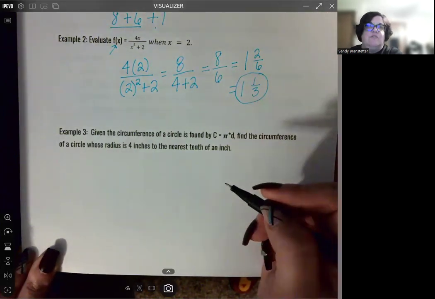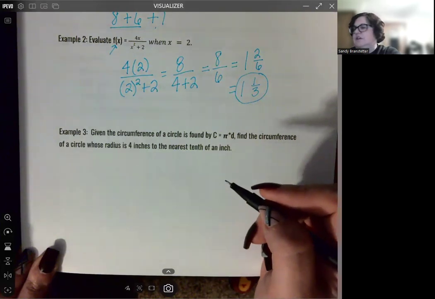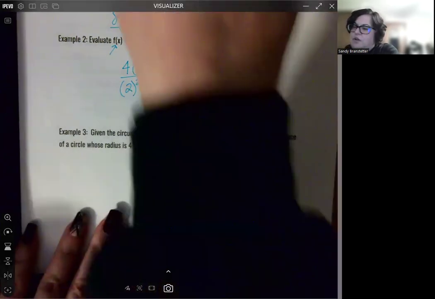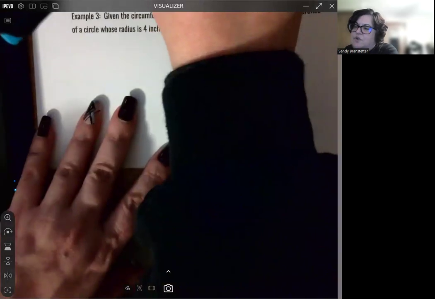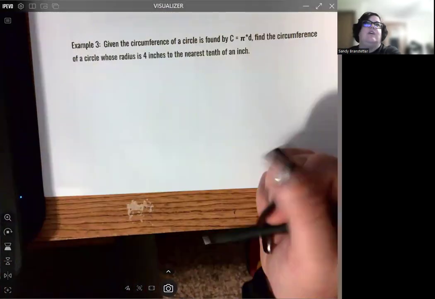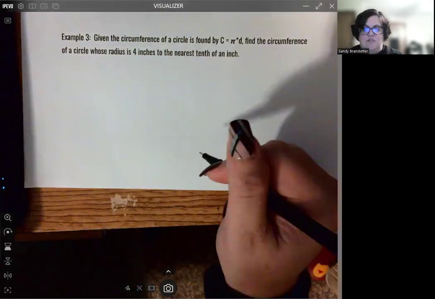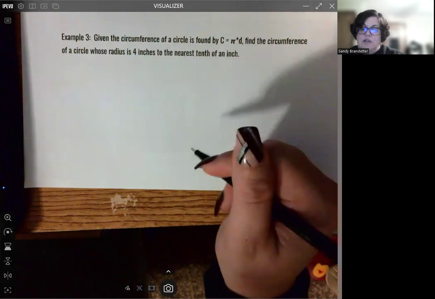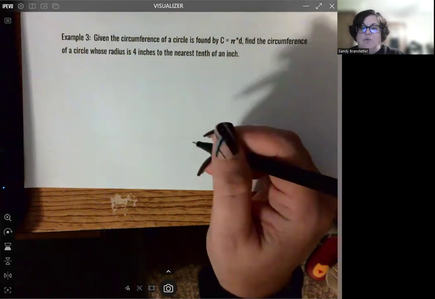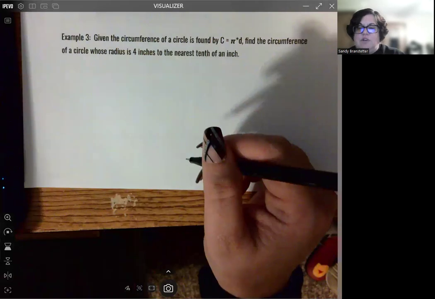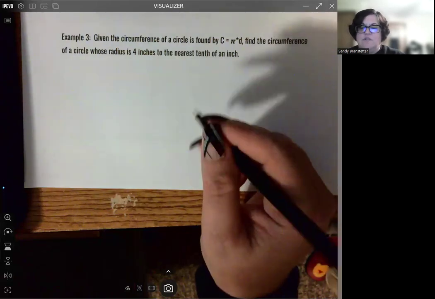Evaluating functions is the first part of this lesson. Then we're going to move on to looking at circles. And we're going to talk about circumference and area. And we talk about it as it relates to equations and how that is going to go with this lesson about evaluating functions and exponential functions.